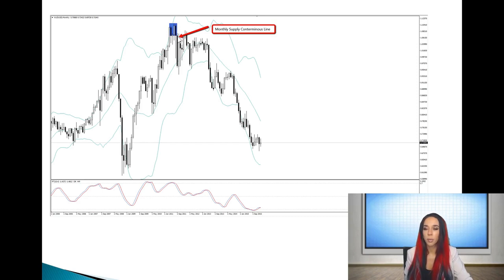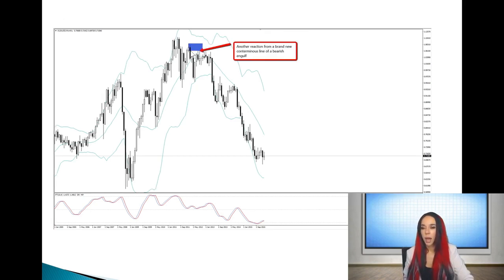But obviously you wouldn't be using a monthly chart to enter. You will be using a monthly chart for your trade direction, and then a trade entry would be from a developing price action on slightly lower time frames. And then sometime later from that same area, you get a bearish engulfing.